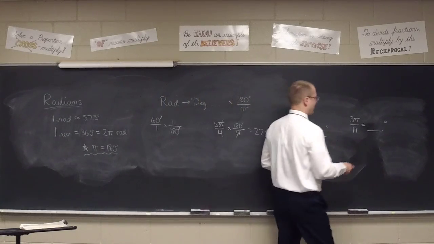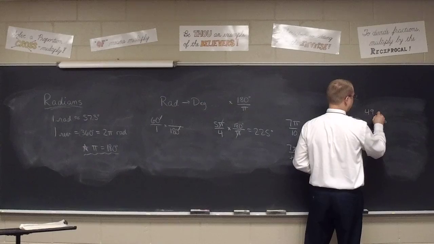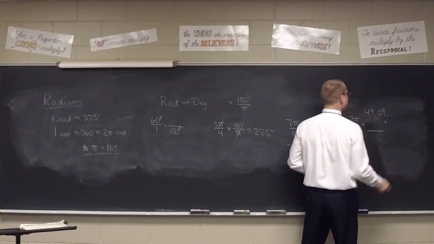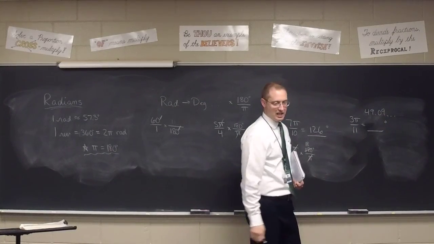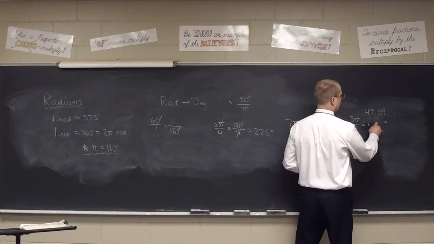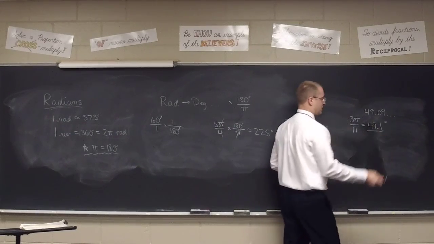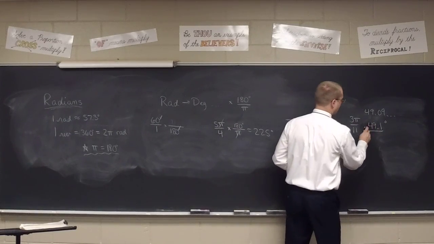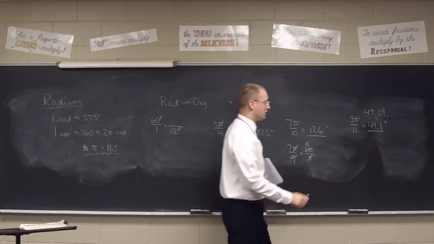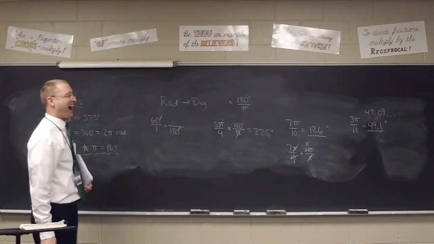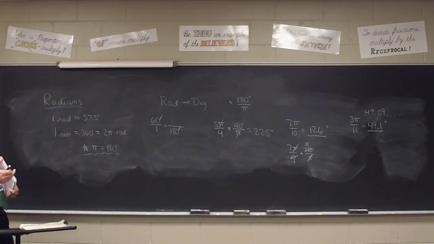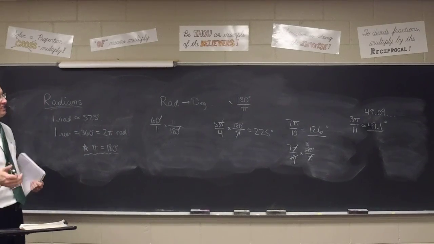49.091 degrees. Yeah, it just keeps on going, right? 49.09, blah, blah, blah. For our purposes, we'll just round to the nearest tenth. 49.1 degrees, we might say, though technically we can't say equals that, but it's approximately equal to that. Because of the pi value that's automatically factored in, it's kind of gnarly.